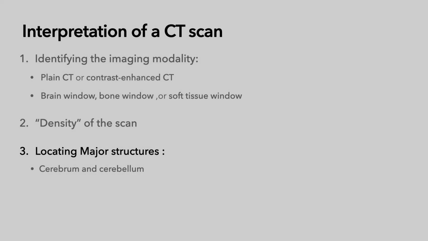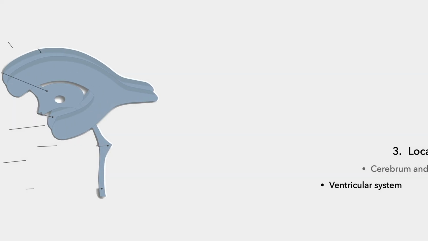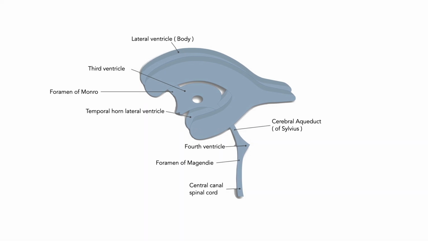After that, we're going to talk about the ventricular system. You start with the lateral ventricles. We have two lateral ventricles. Then the lateral ventricles drain the CSF into the third ventricle through the foramen of Monro, right here. From the third ventricle, the CSF moves into the fourth ventricle through the cerebral aqueduct of Sylvius. And from the fourth ventricle, it exits into the subarachnoid space surrounding the spinal cord and the brain, through the foramen of Magendie and the foramina of Luschka, but they are not apparent in this image.